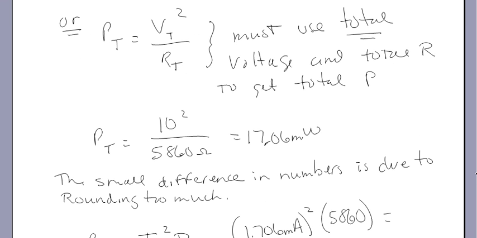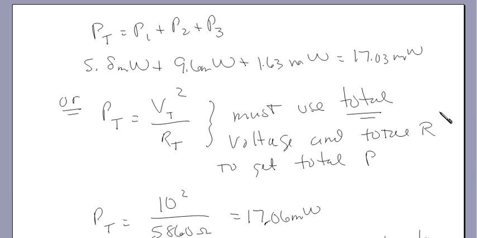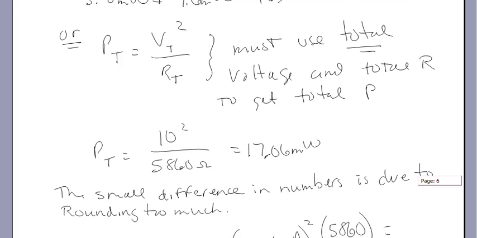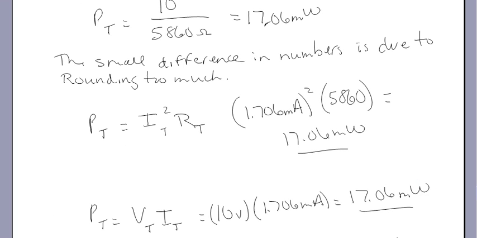Or I could use a total power formula. Again, it's the same power formula, I'm just using all my total quantities. So I can say total power is voltage total squared over RT. So you must use total voltage and total resistance to get total power. My total voltage is 10, so I go 10 squared, and my total resistance was 5860, so I divide 10 squared, or 100, by 5860, and I get 17.06 milliwatts, which is exactly what I got when I added my 3 powers up. That's close enough. The small difference in numbers is due to rounding too much.